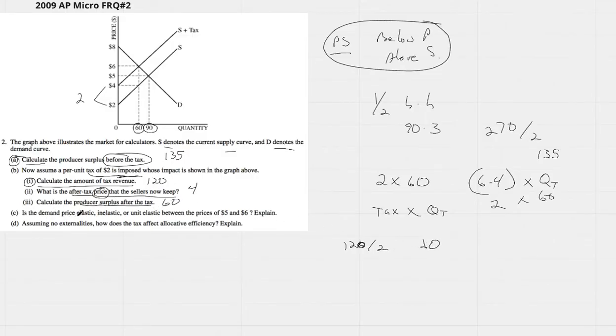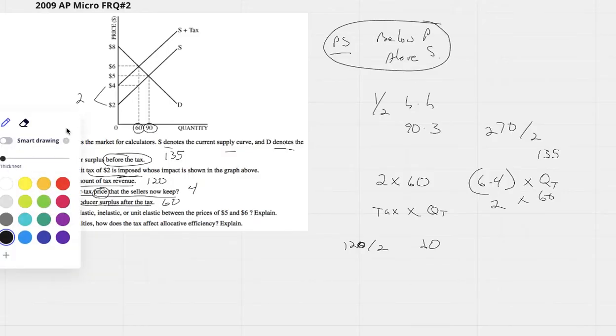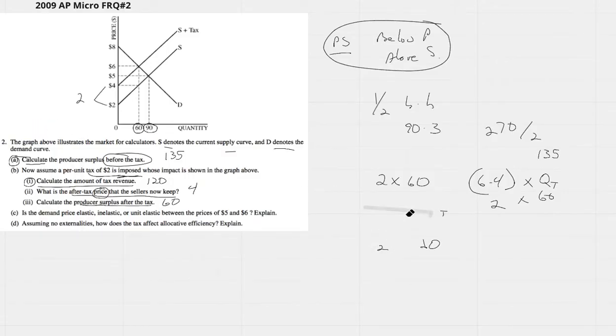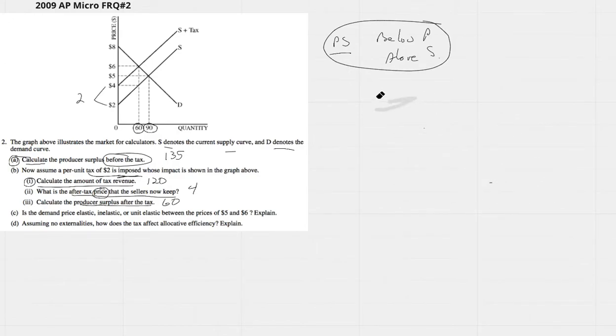All right, is the demand price elastic, inelastic, or unit elastic between the prices of 5 and 6? Let's get rid of some of this over here. Now, two ways to do this. I would probably opt for what we call the total revenue test because the numbers are easy. Or you could find the PED value. We're going to do both really quickly.